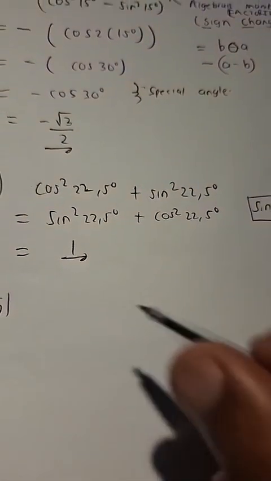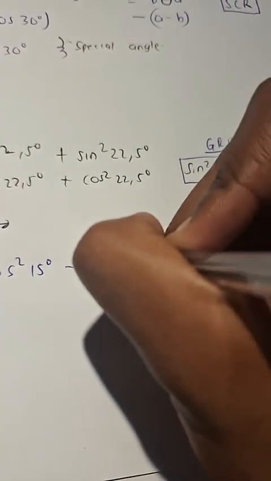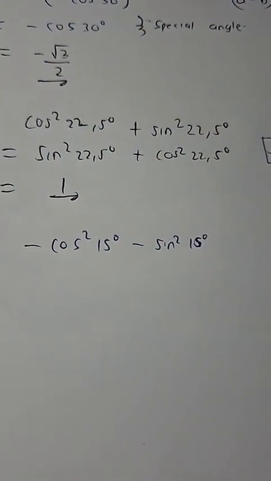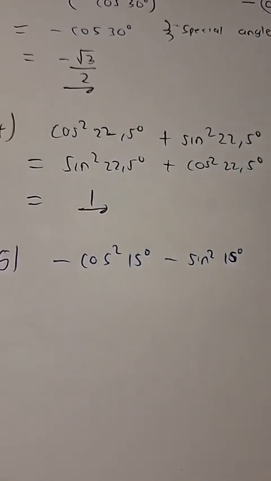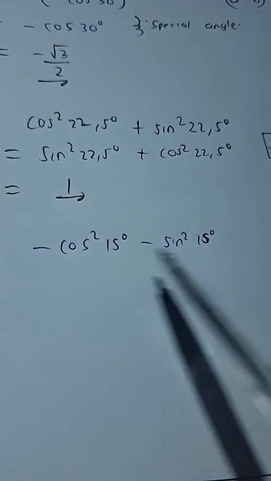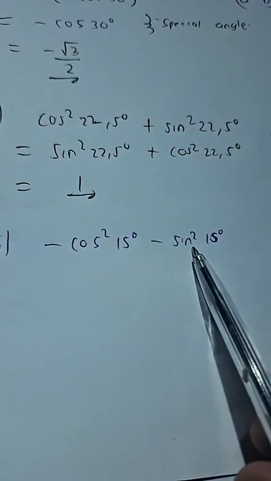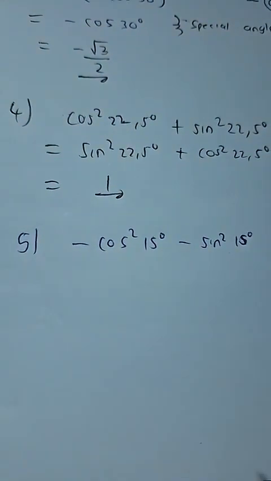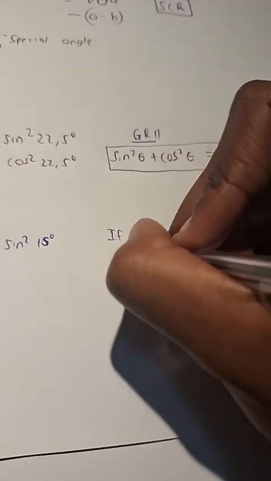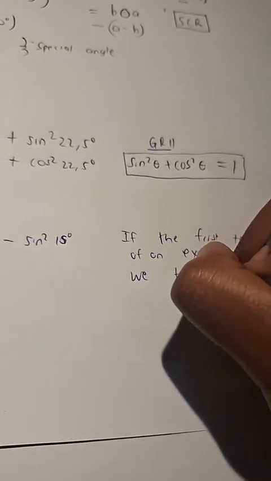Number 5. Minus cos squared 15 degrees minus sine squared 15 degrees. We look at this expression, it kind of has those hints of the double angle, but here's the problem. The first term is negative, the second term is also negative. So we call to remembrance the fact that there's factorization that we need to do first here. Okay? And the factorization that we are talking about is we need to take out a what? A highest common factor. The thing is, if the first term of an expression is negative, we were told that we take out the negative sign as the highest common factor.